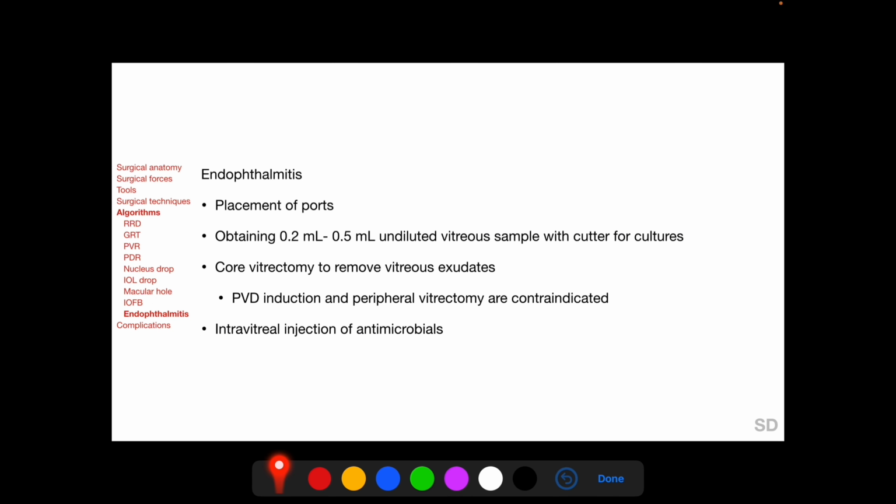In endophthalmitis, following placement of ports, 0.2 ml to 0.5 ml of undiluted vitreous sample is collected with cutter for cultures. Following this, core vitrectomy is performed to remove vitreous exudates, but PVD induction and peripheral vitrectomy are contraindicated in endophthalmitis, and this is very important to remember because the inflamed retina in these eyes is extremely prone to develop iatrogenic retinal breaks during vitrectomy. And following core vitrectomy, antimicrobials are injected intravitreally.